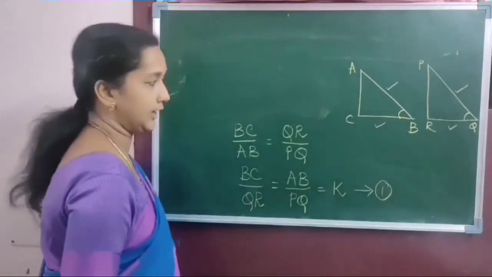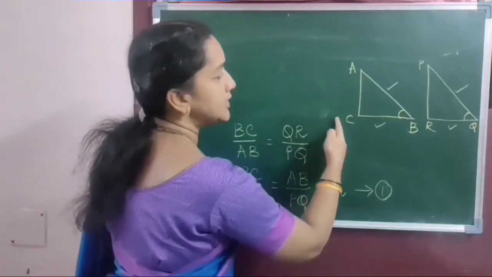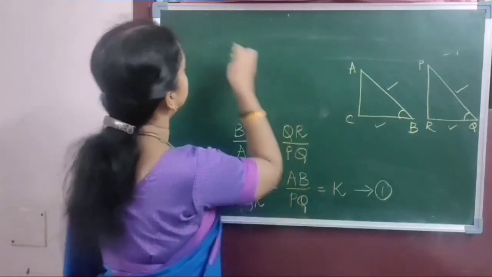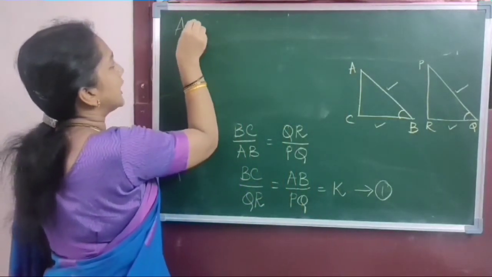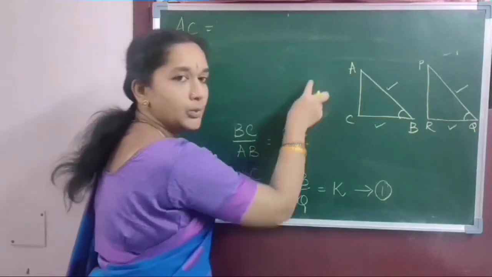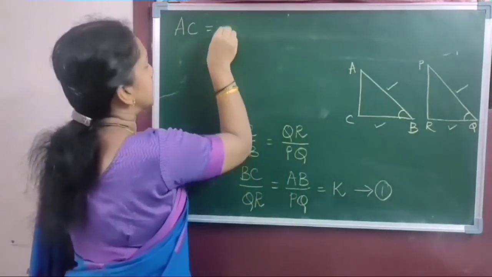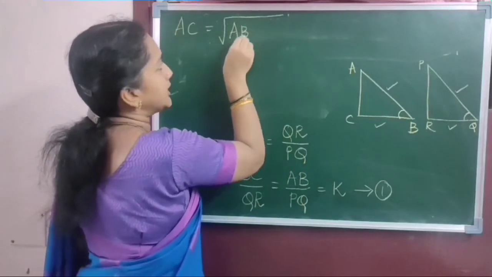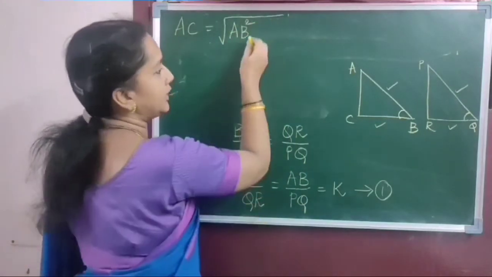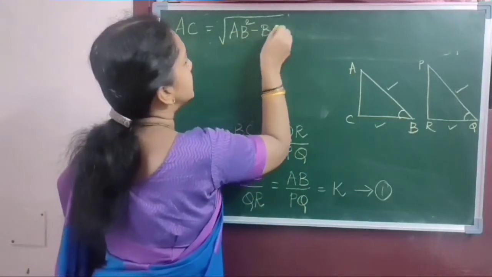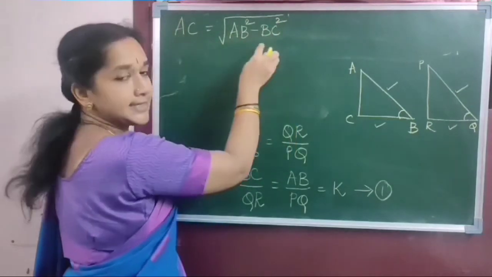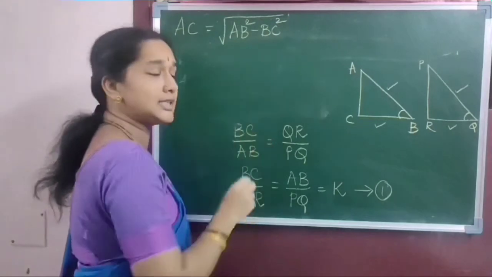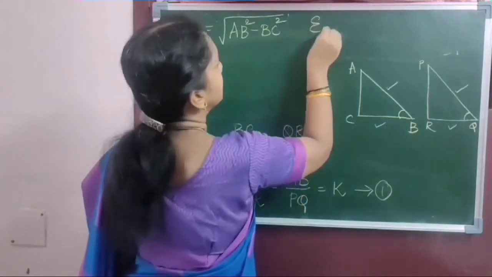This is equal to K. Now the other one is there. Pythagoras theorem. We will be using Pythagoras theorem, and in Pythagoras theorem we can write AC value as: AC is equal to root of AB squared minus BC squared, where AB squared is the hypotenuse.